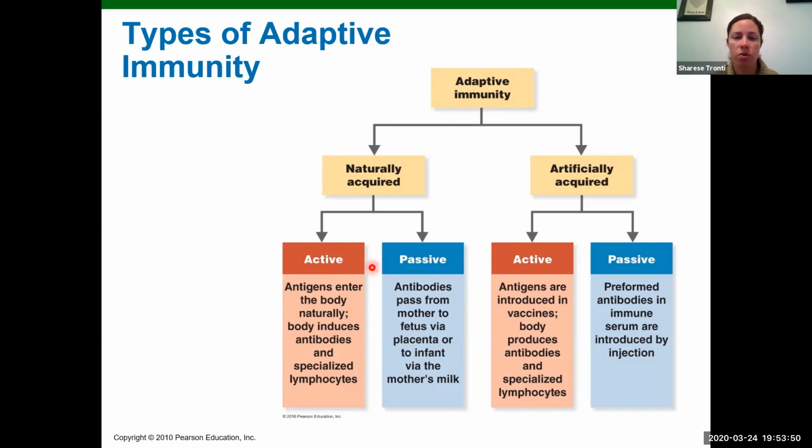Then during naturally acquired passive immunity, this is of course again natural, but the antibodies are actually given to the body. So this occurs when the fetus receives antibody from the mother. The fetus didn't actively produce those antibodies on its own. It received those, but it's naturally acquired from the mother. Antibodies can also be passed through mother's milk.